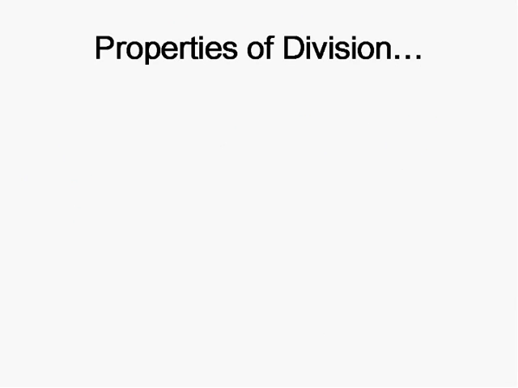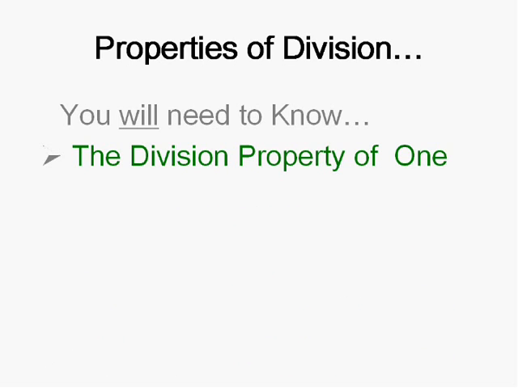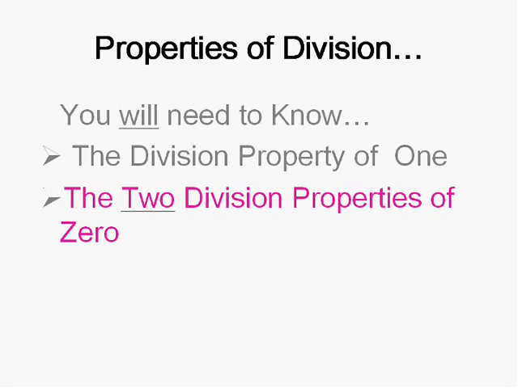Pay attention. I'm not just talking to hear my head roar. You're going to need to know this, and you really will need to know them. I wouldn't tell you anything that you didn't need to know. Basically, there are 3 properties of division. One is the division property of the number 1, and the other 2 are division properties of 0, by 0, and into 0. Let's look at them.